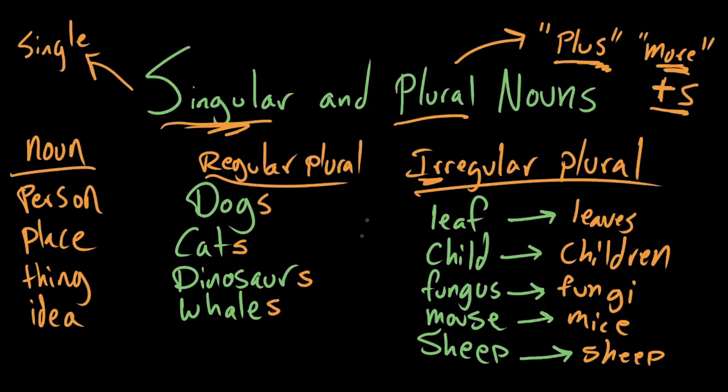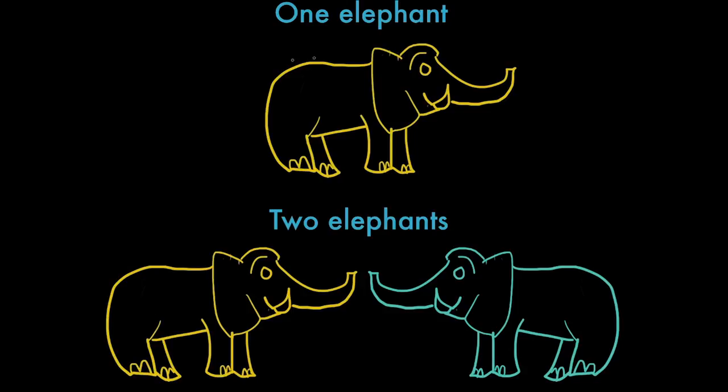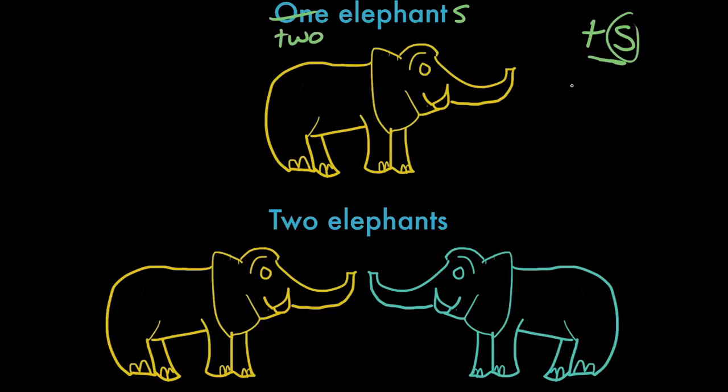But for now, I just want you to focus on the regular plural, which again we can sum up in this way. All you have to do is add an S. Here's a good example, right? So we have one elephant here, and down here we have two elephants. And the only difference between this word and this word is that this one has an S on the end of it. So if we wanted to say that this elephant here was not, in fact, one elephant and was two elephants, all we have to do is add an S. We're changing it from singular to plural. And remember, plural comes from plus. You add an S. So one elephant becomes two elephants.